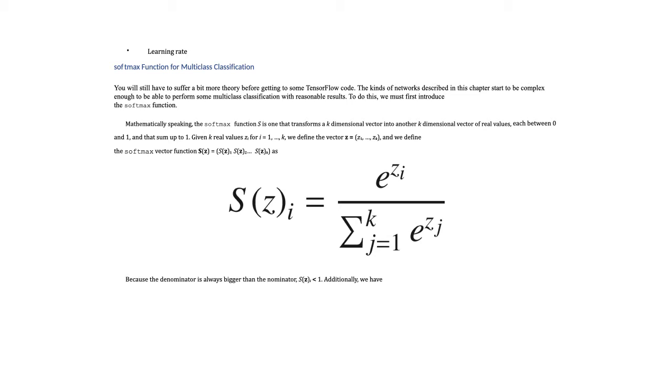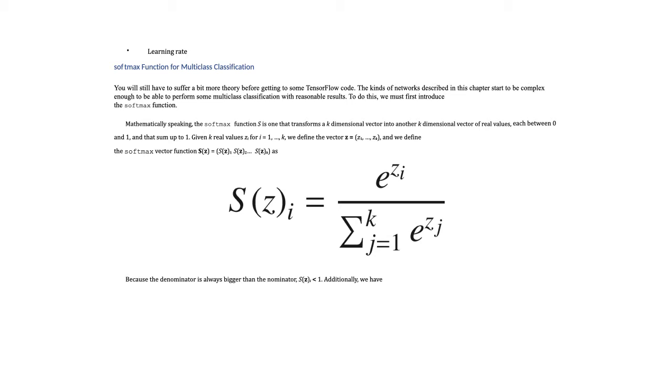Softmax function for multiclass classification. You will still have to suffer a bit more theory before getting to some TensorFlow code. The kinds of networks described in this chapter start to be complex enough to be able to perform some multiclass classification with reasonable results. To do this, we must first introduce the softmax function. Mathematically speaking, the softmax function S is one that transforms a k-dimensional vector into another k-dimensional vector of real values, each between 0 and 1, and that sum up to 1.